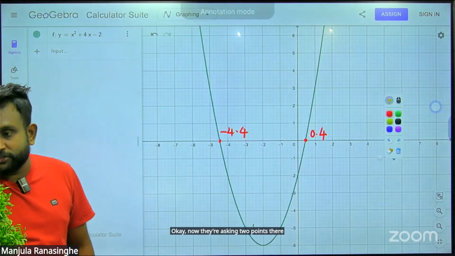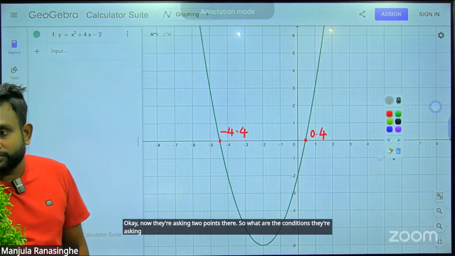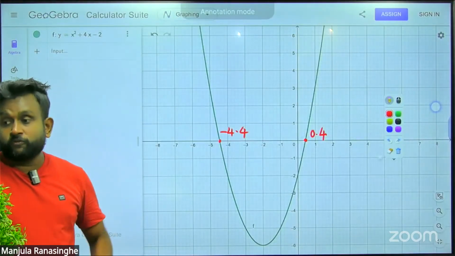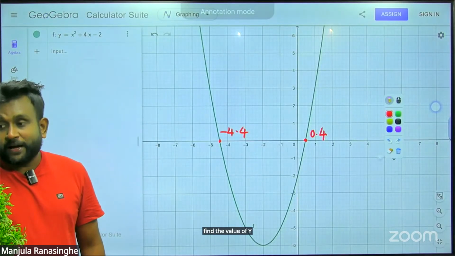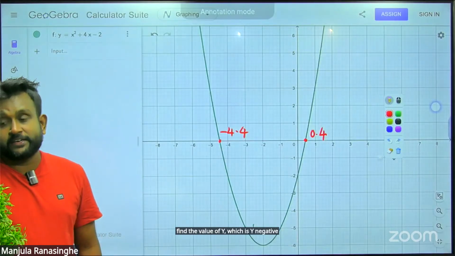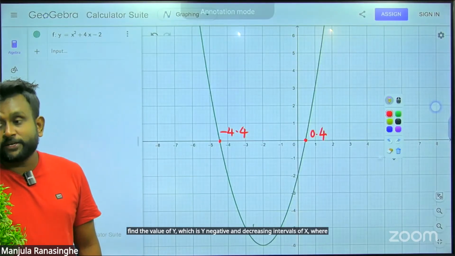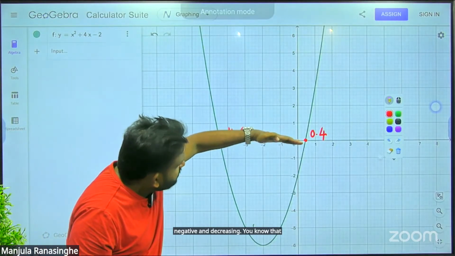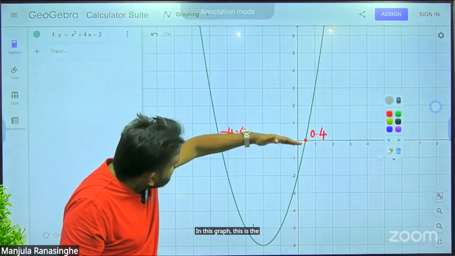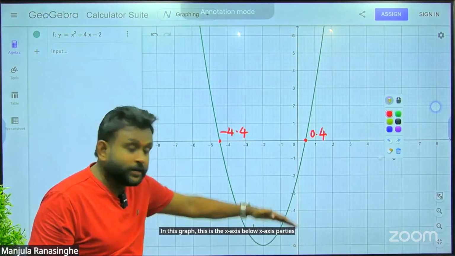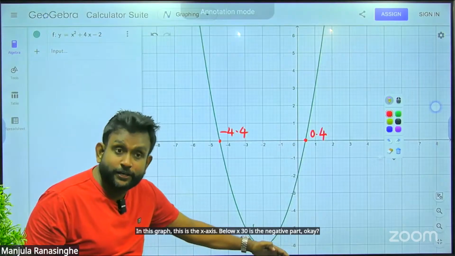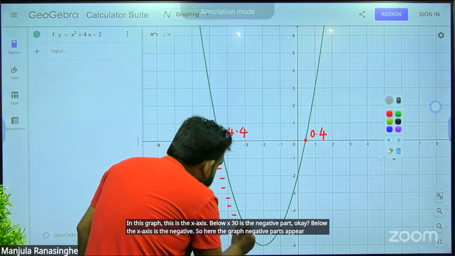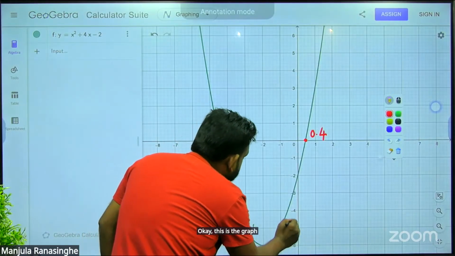So what are the conditions they are asking? Find the intervals of x where y is negative and decreasing. You know that in this graph, this is the x-axis. The part below the x-axis is the negative part. So here the negative parts of the graph appear. This is the graph where the negative appears.